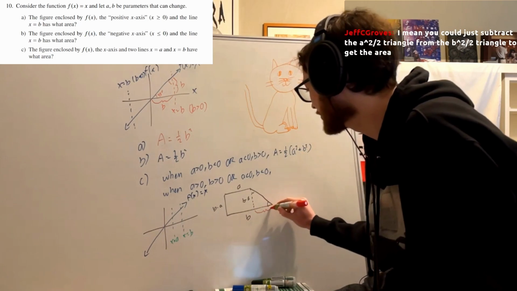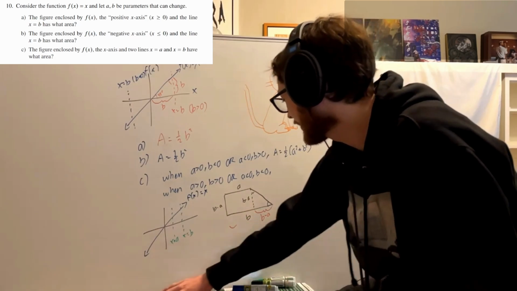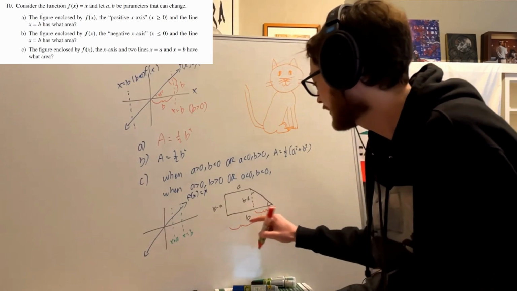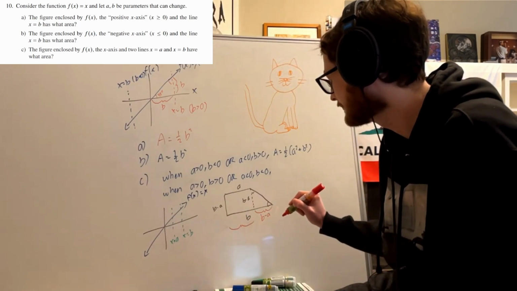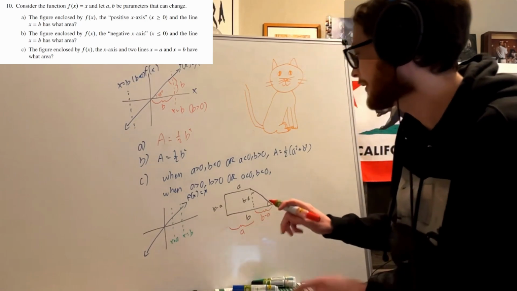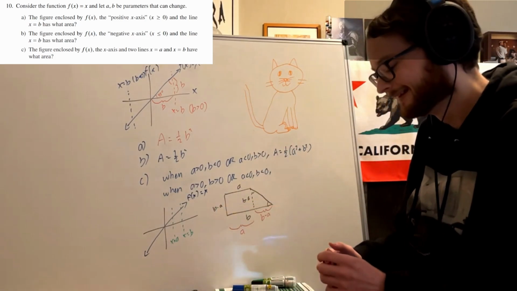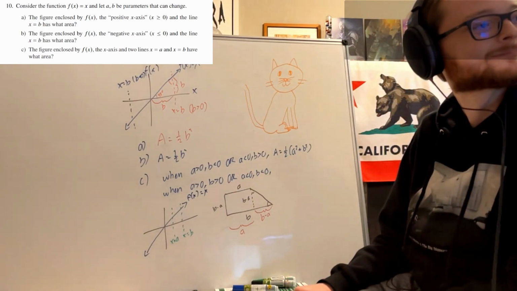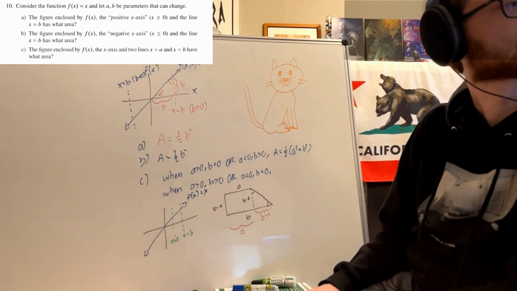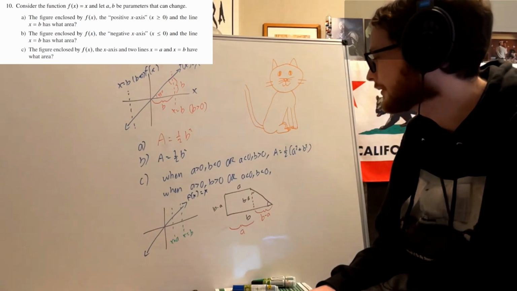Basically, this portion would be B minus A. And this portion would be B minus A, which is just A. And so I was thinking it's going to be a square because we get A and A, but of course that would need to be A as well. The A squared over 2 triangle from the B squared over 2 triangle to get the area.